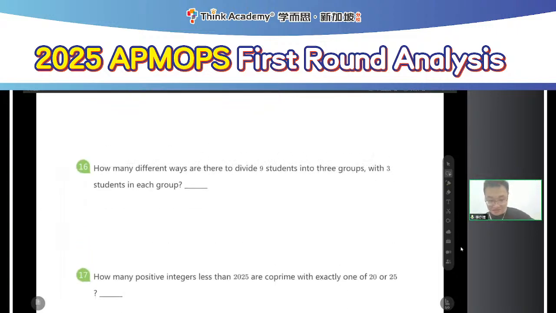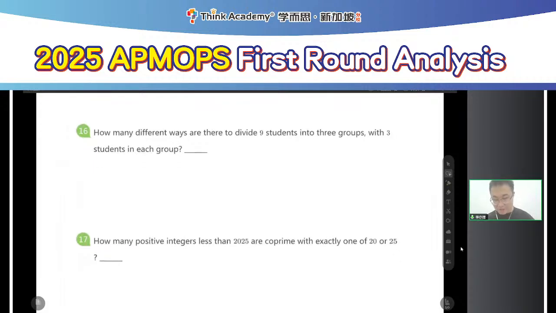And then question 16. How to divide 9 students into 3 groups, 3 students in each group. This question is not difficult, but it's very easy to make mistakes. Maybe I suppose it to be a normal one. Any student get the answer 9C3 times 6C3 times 3C3? This is not the final answer, but many students may just reach this answer, 9C3, 6C3, 3C3. This is wrong.